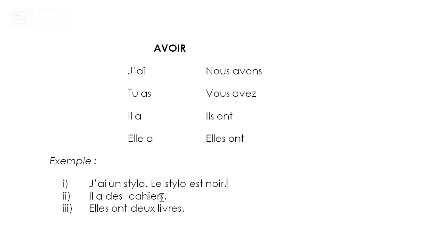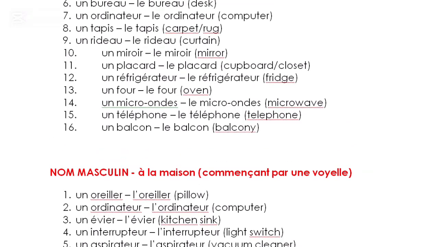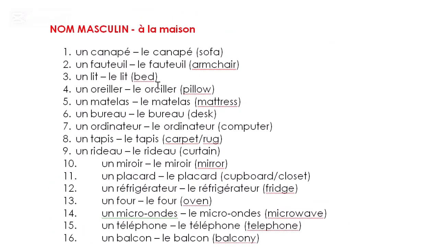Il a des cahiers. Cahier is exercise book, and you have used des because cahier here is plural. You have added s here. And then elles ont deux livres. You can also use numbers with these nouns. Elles ont deux livres. Those ladies have two books. So you can use this avoir to show what you possess in French.